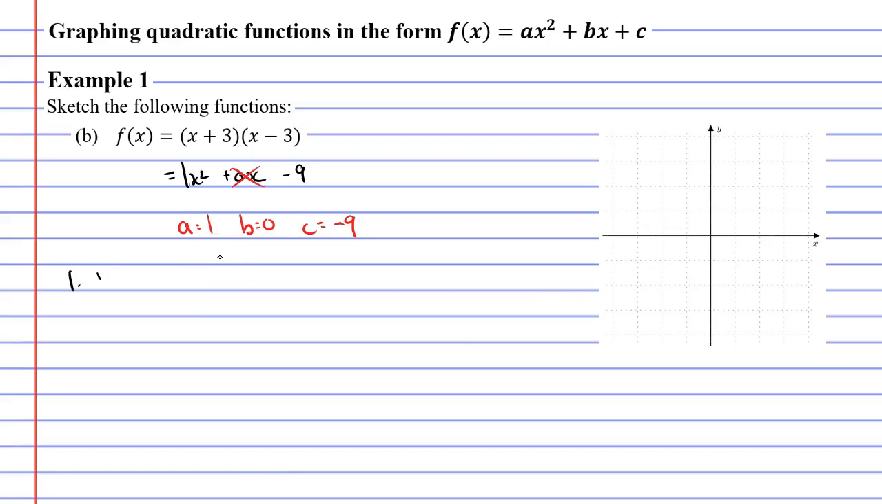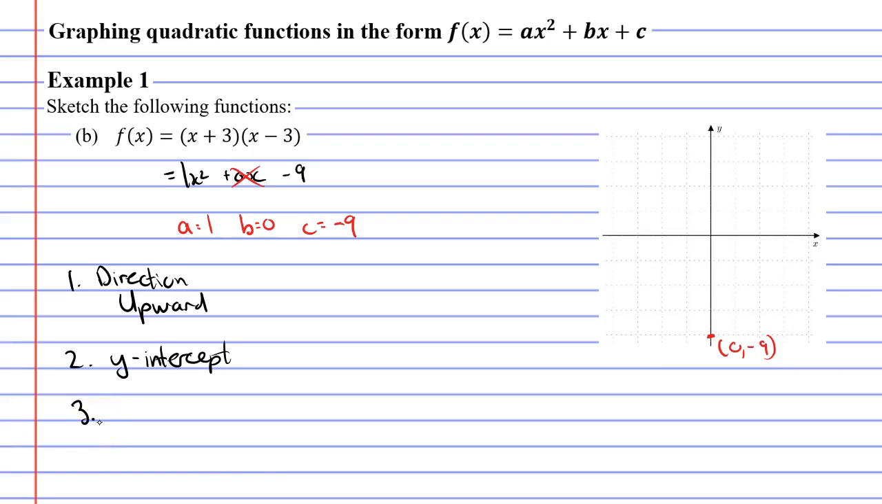So the first thing we look at is the direction of the parabola. We can see that a is positive. It's positive 1, which means that we're going to have an upward facing parabola. The second thing we're going to look at is the y-intercept. Now we can take a quick shortcut here and just look at what c equals. c equals negative 9. So we're going to label a point about here. That's going to be our y-intercept, and we'll write this as the point 0, negative 9.